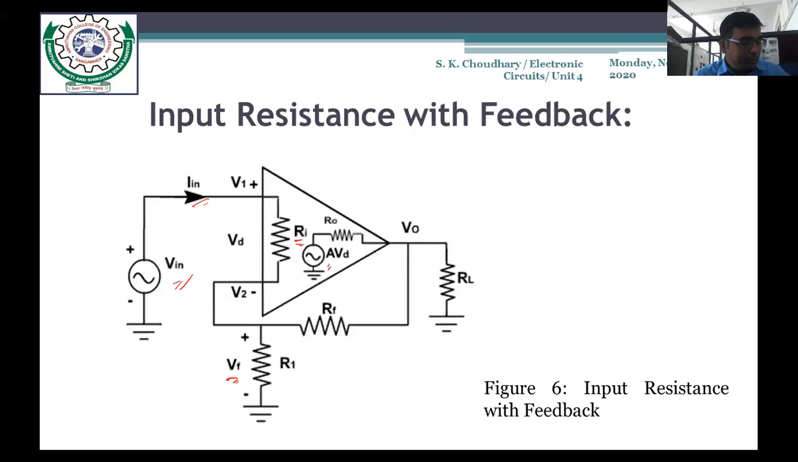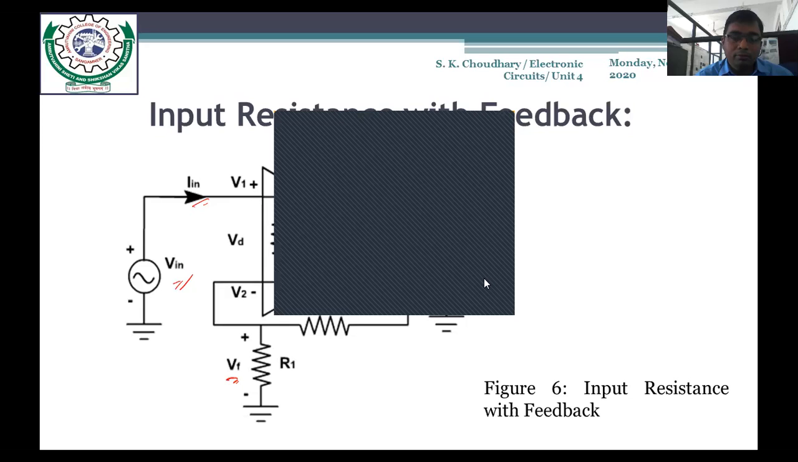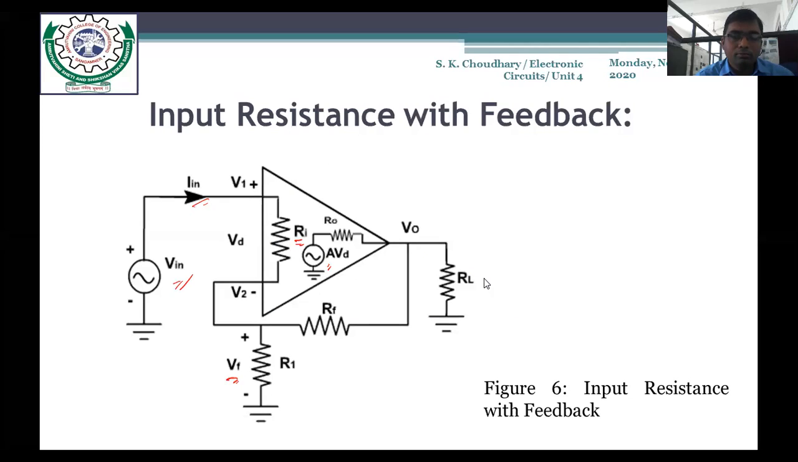So you can see here we have connected it to the AVD. There's a voltage source as output network, and R0 is the equivalent output resistance of this op amp. Okay, so in this way we can also find out the input resistance. Now I hope all of you have drawn this diagram. So we have to move to the further mathematical analysis.